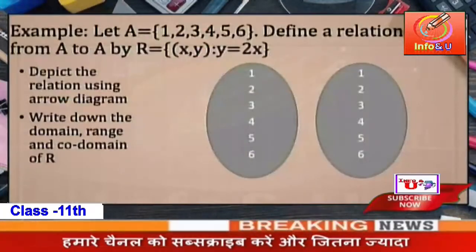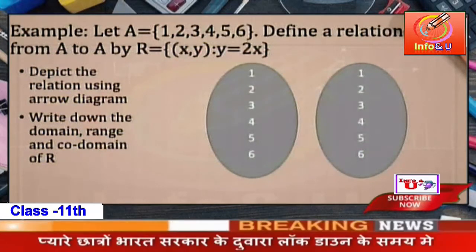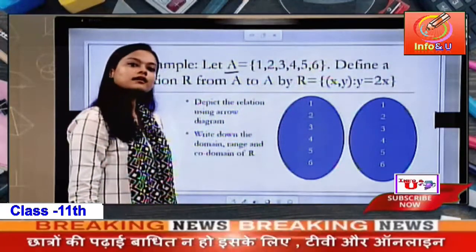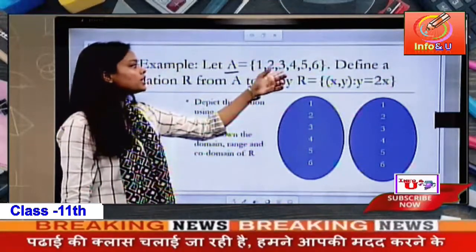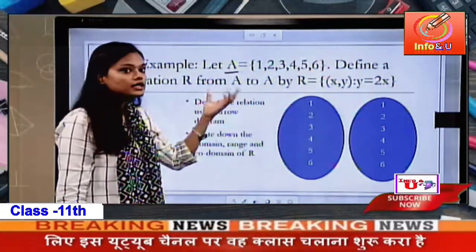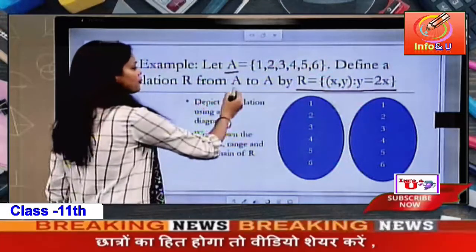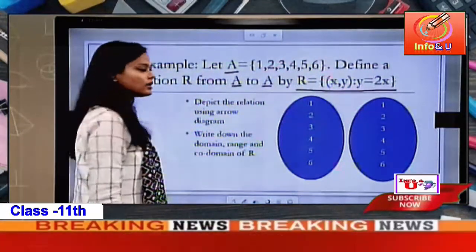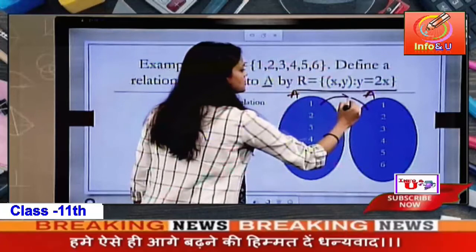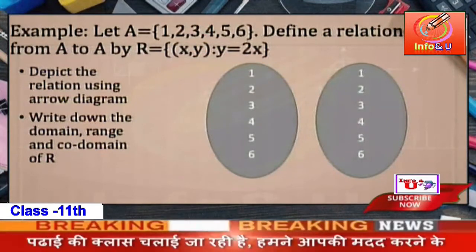So, let us move further and see this example. In this example, a set A is given to you, in which how many elements are there? 6 elements. 1, 2, 3, 4, 5 and 6. We have to depict the relation which is given in a set builder form from A to A. Okay? So, this is my set A, this is also a set A, and we have to depict a relation R where the relationship is given by this.